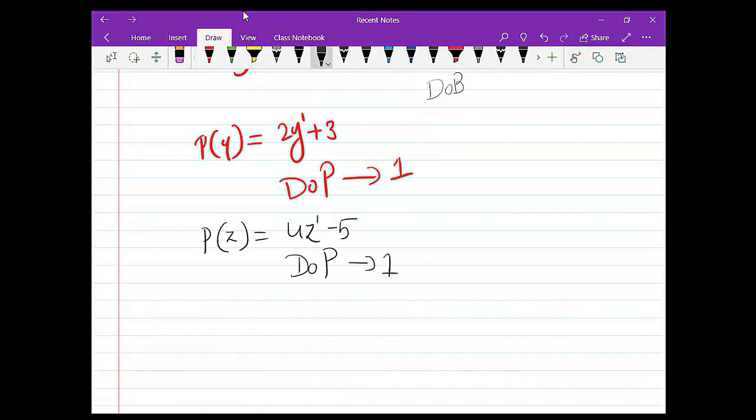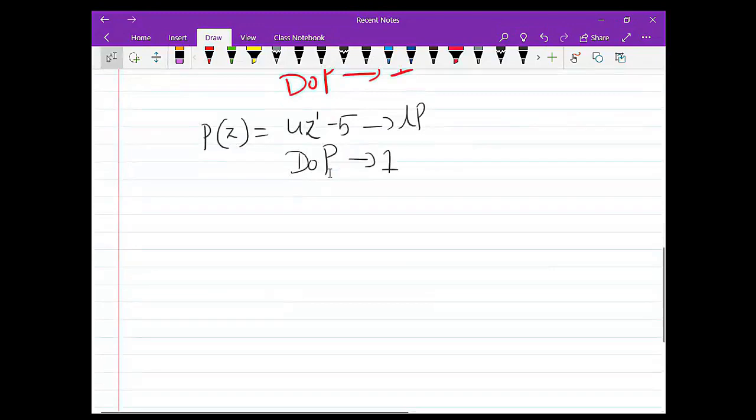Okay, see, all these are linear polynomials. This is also a linear polynomial, this one also a linear polynomial. Now I'm going to tell you about the quadratic polynomial, why we call it a quadratic polynomial, and what the degree of a quadratic polynomial is.